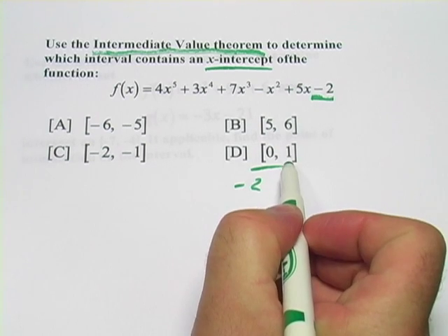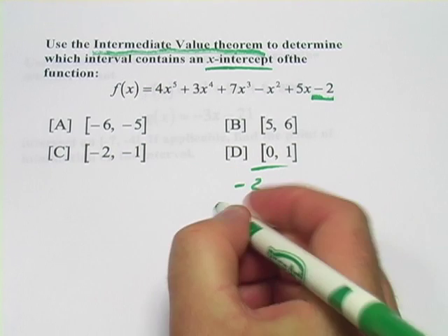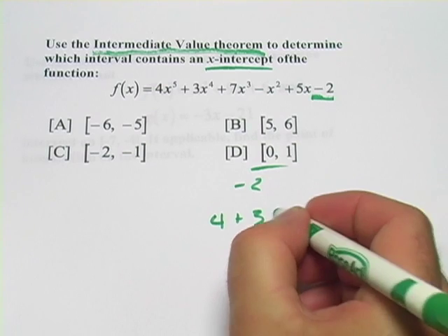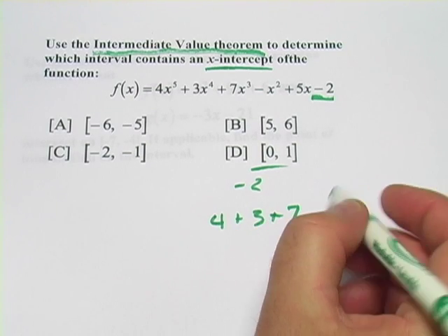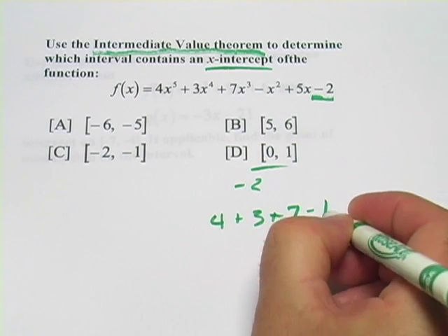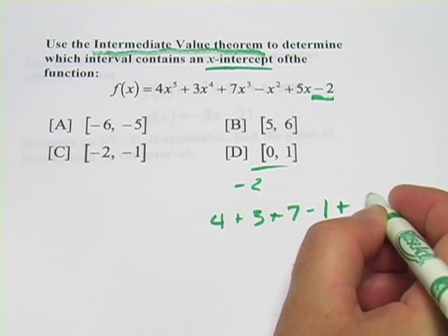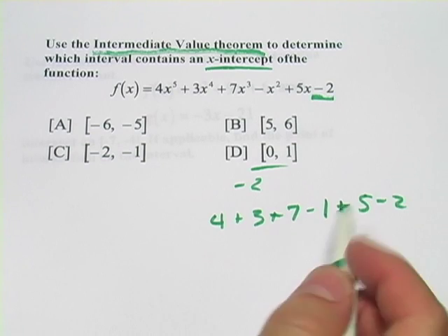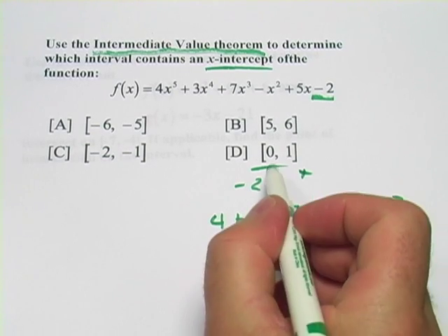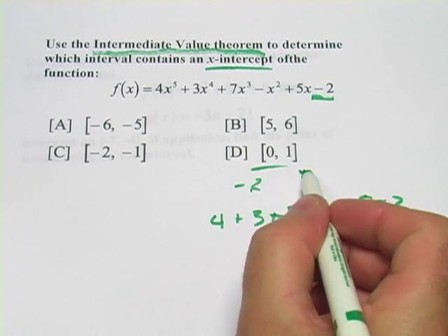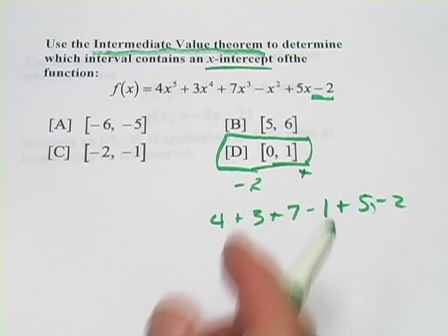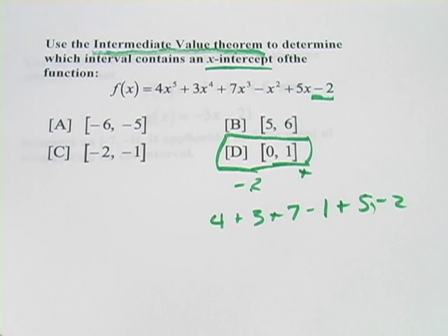And then plugging in 1 is not that hard either. We would get 4 times 1 to the 5th, which is just 4, 3 times 1 to the 4th, which is just 3, 7 times 1 to the 3rd, minus 1 squared, plus 5 times 1, minus 2, and I don't know what that is, 15, 16, but it's a positive number. So we know that to get from -2 up to a positive number, it's got to pass through that x-axis. So D is going to be our right answer there.